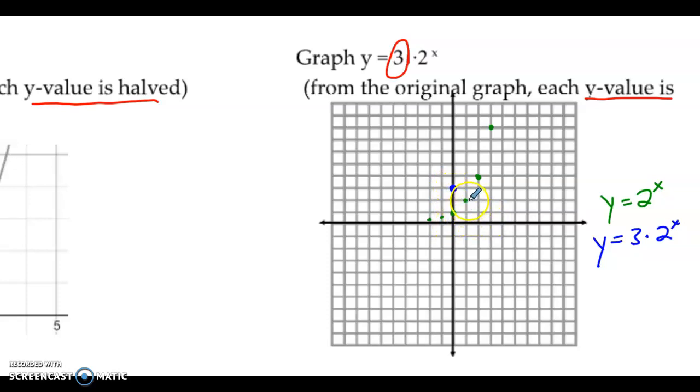Instead of the point being up 2, we're going to take that times 3. So it's going to be up 6. Instead of up 4, times 3 would be up 12, which actually doesn't fit. Instead of up 1/2, times 3 would be 3/2. 1/4 times 3 would be 3/4, and so on. And then we can just kind of sketch in that line. So the transformations are the same as they've been all year. All right, let's look at another one.